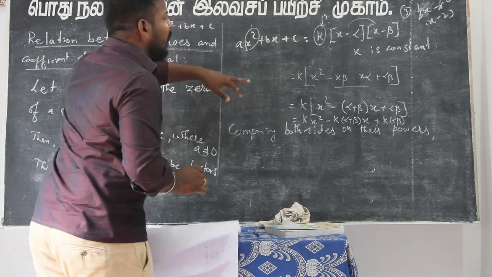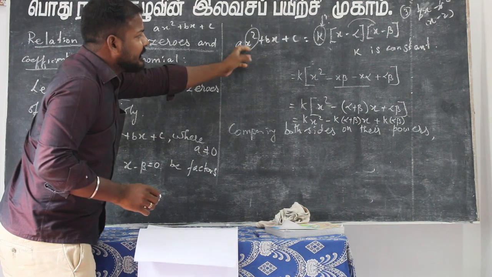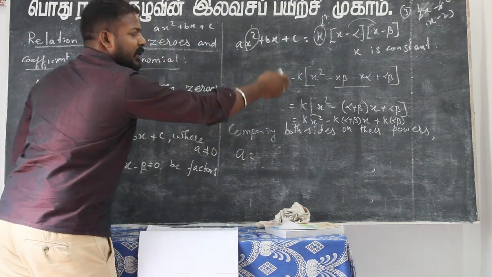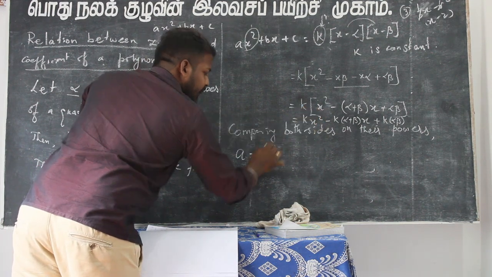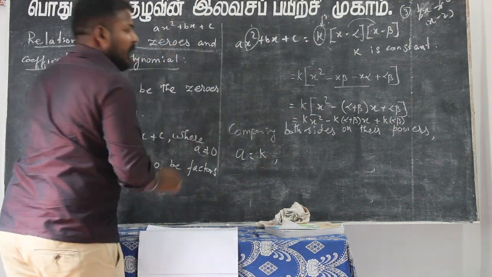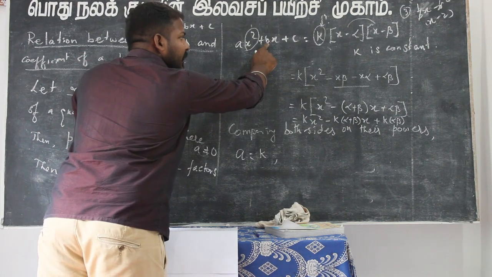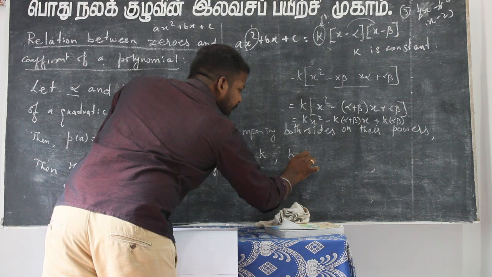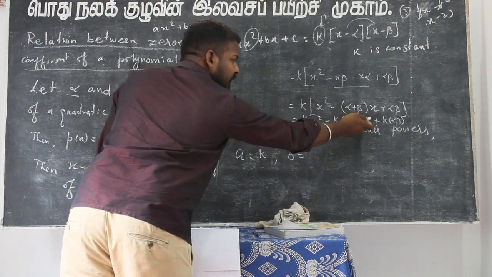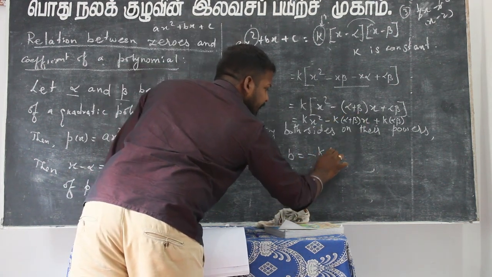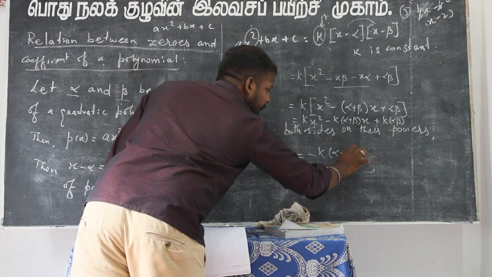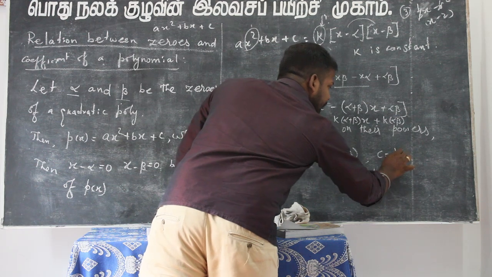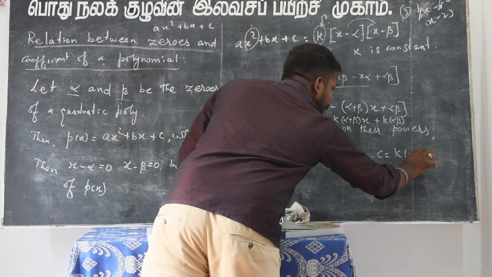Now we are comparing, what will we get? What is the left hand side coefficient of x square? A. So a is equal to, what about the right hand side coefficient of x square? K. So a is equal to k. Comparing the coefficient of x, what will we get? Bx. So b is equal to the right hand side coefficient of x, minus k into alpha plus beta. That one constant term, so c is equal to k into alpha beta.